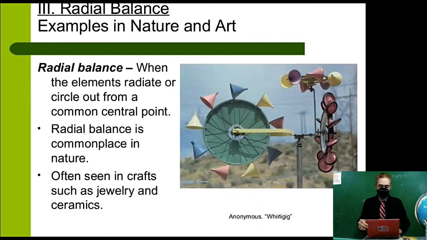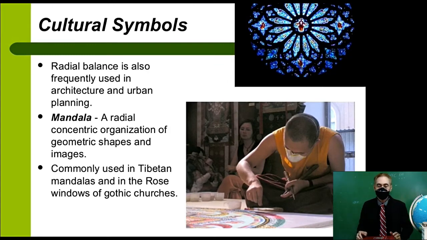Radial balance: examples in nature and art. Radial balance is when the elements radiate or circle out from a common central point. Radial balance is commonplace in nature, often seen in crafts such as jewelry and ceramics. It appears in cultural symbols, and is also frequently used in architecture and urban planning. A mandala is a radial concentric organization of geometric shapes and images, commonly used in Tibetan mandalas and in the rose windows of Gothic churches.